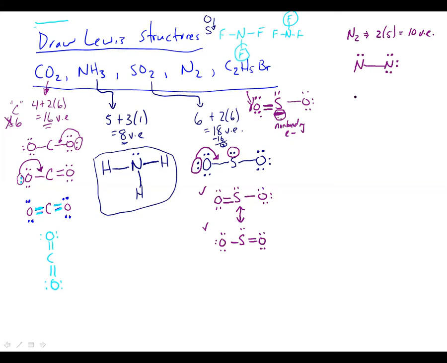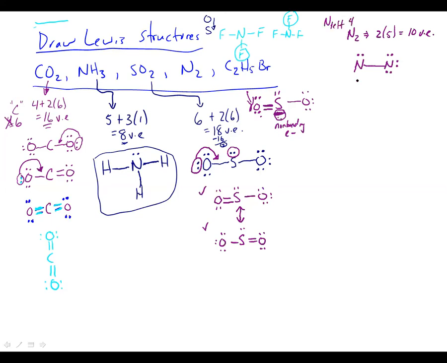And that's 2, 4, 6, 8, 10 electrons. When we look at the nitrogen on the right, it has 2, 4, 6, 8 electrons, so it's fine. When we look at the nitrogen on the left, it has 2 and 4. So our nitrogen on the left there has only 4 electrons, not so good.